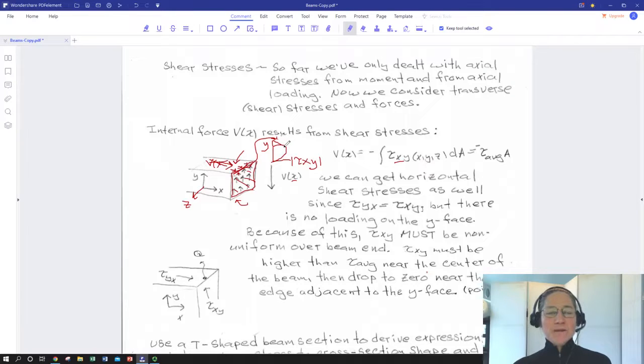So the total area under this curve here, basically, if we average that over the whole area, has to give us V. If it's 0 at the ends, it's got to be bigger than the average in the middle.